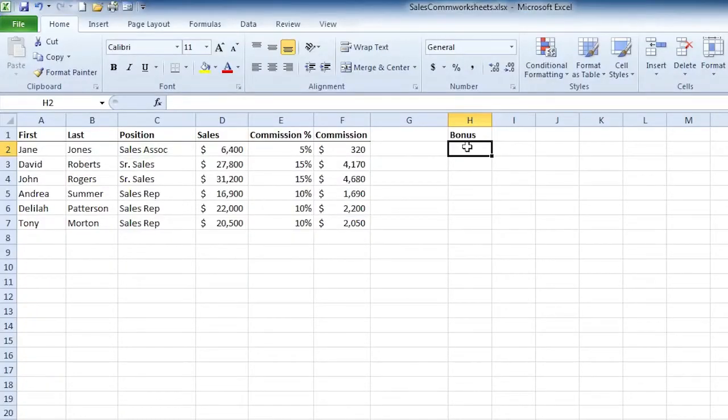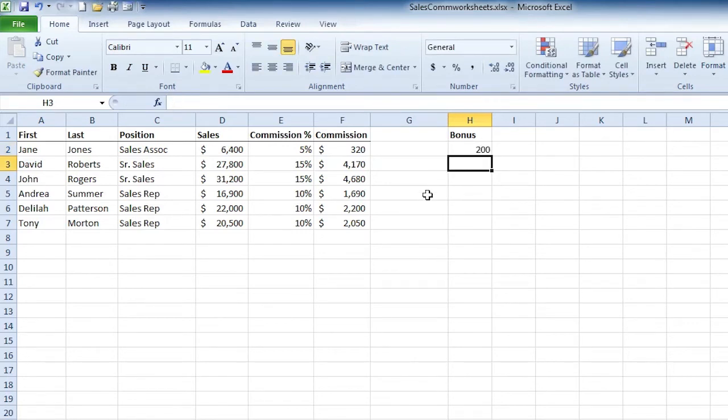Sometimes in sales, people get a bonus. And sometimes it's based on what you're making. Sometimes it's just across the board. Everybody gets the same bonus. So let's say I'd like a bonus. Yeah, I would too. Anyway, let's assume the bonus is $200. So let's go to cell H2 and type 200.